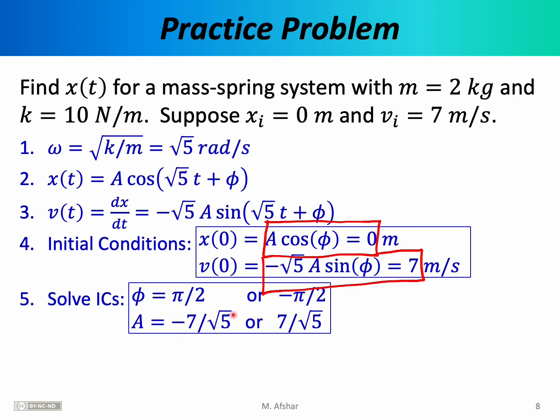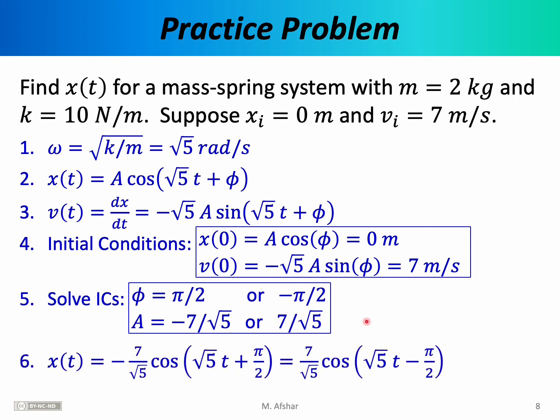Now, if you think about this a little more, you'll see that there is another pair of possible solutions. You could also say phi is equal to minus pi over 2, simply because cosine of minus pi over 2 is also equal to 0, and in that case, A should be equal to positive 7 over root 5. So the behavior of this mass spring system is described by either one of these two functions. They look a little bit different, but if you plotted them on graph paper, you would see that they are exactly the same function. Either one of these solutions on an exam would earn you full credit.